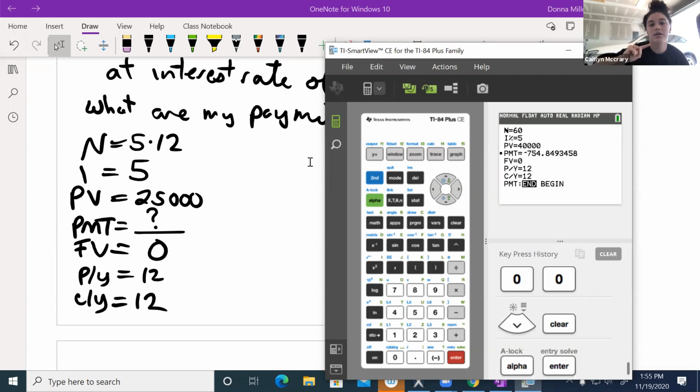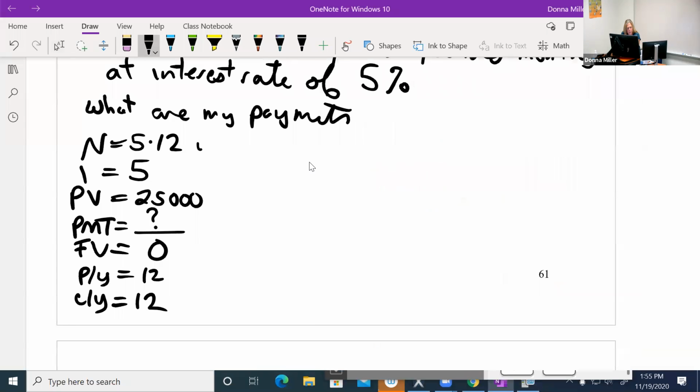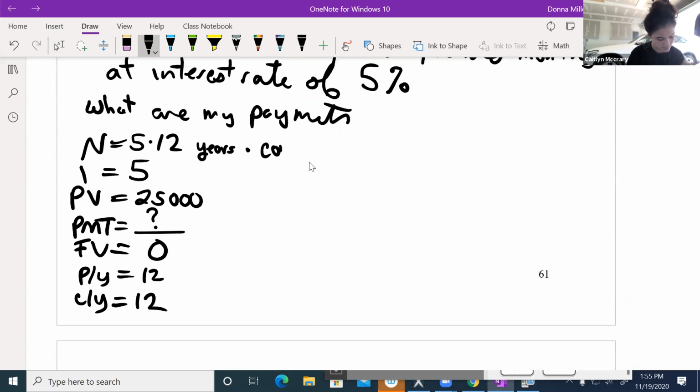So, where did you get 60 from? I got kind of confused. So N is the number of years that you take the loan out for, times the number of times you compound per year, 12. Years times compounding. So it's pretty much over 5 years, you're going to make 60 payments, 5 times 12 on that loan. It's really the total number of payments you're making on the loan.